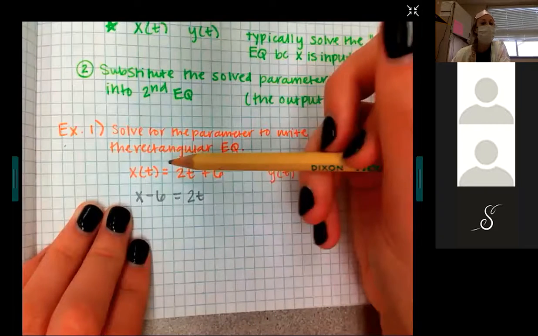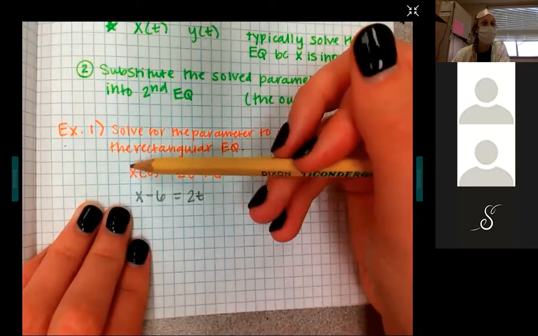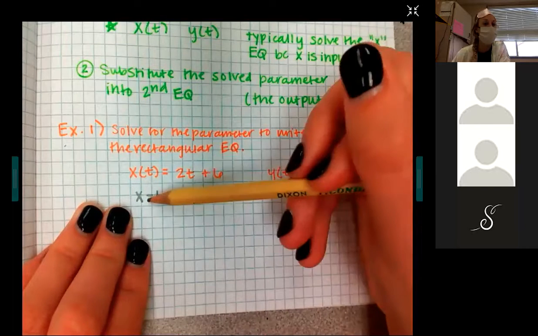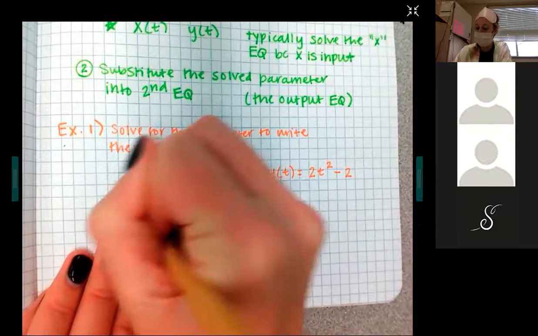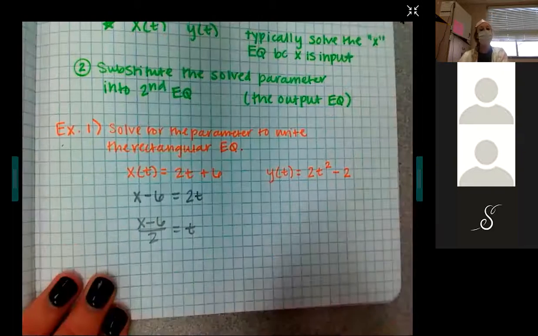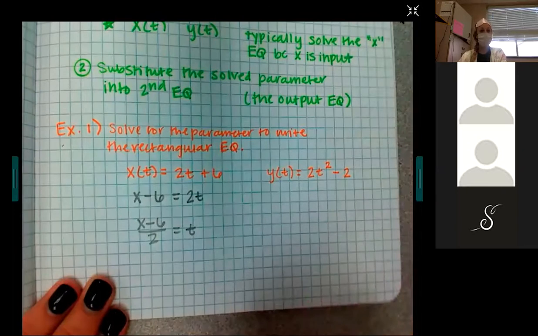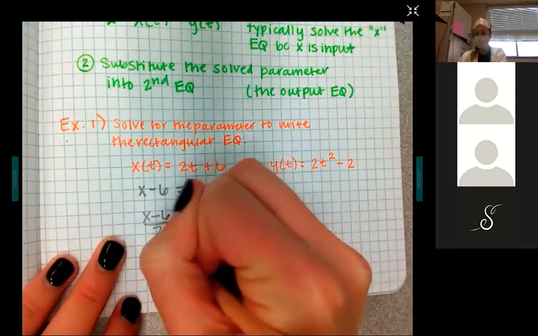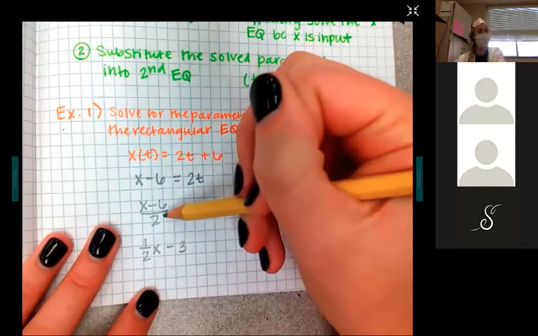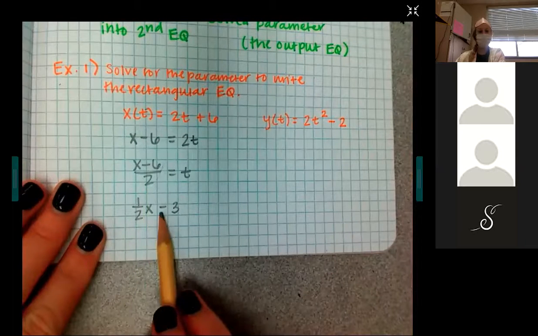Good. So I want to make sure we understand X of T just means X. This is the X function that has T as the input, so you can just write X. All right, divide by 2 on both sides. So X minus 6 over 2 equals T. You will probably want to simplify this first before you substitute in. It's not X minus 3. It's 1/2 X minus 3. Remember, they are both being divided by 2. So X over 2 is 1/2, 6 over 2 is 3, and it was subtracting.